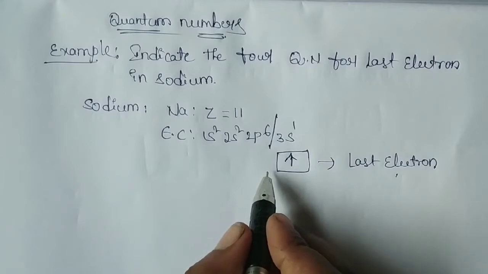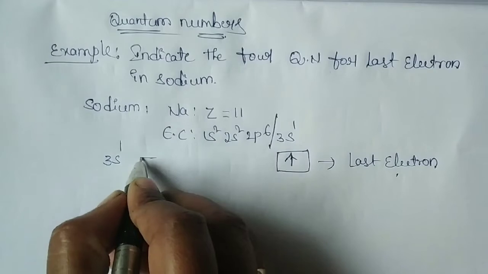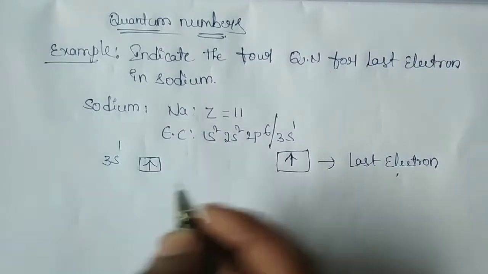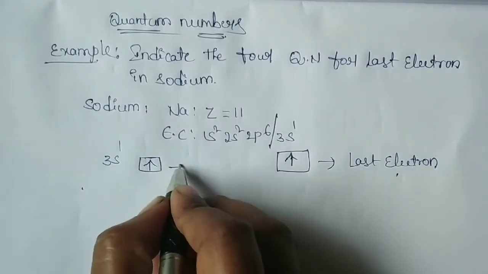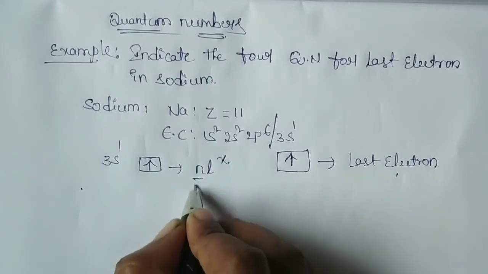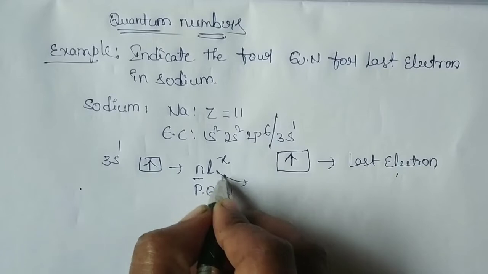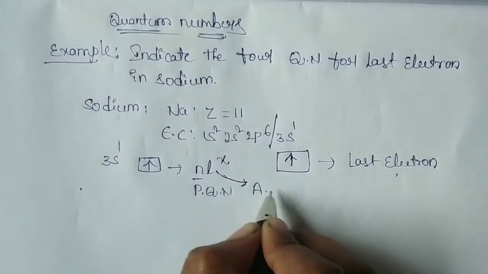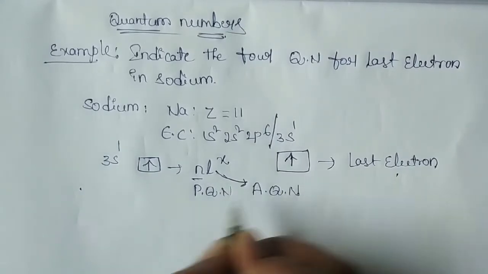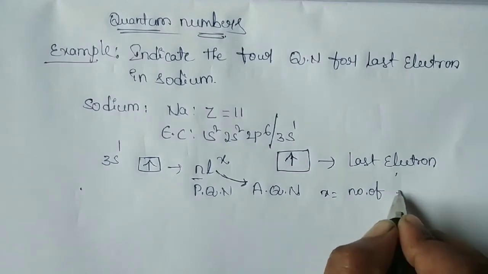3s1 is a representation of an orbital, an s orbital with a single box and an electron. It is like a general configuration, nl^x, where n represents the principal quantum number and l represents the azimuthal quantum number. It indicates the subenergy level, and x is the number of electrons.